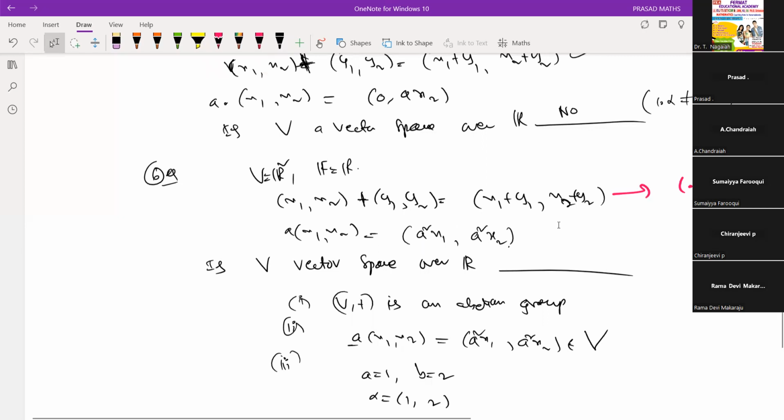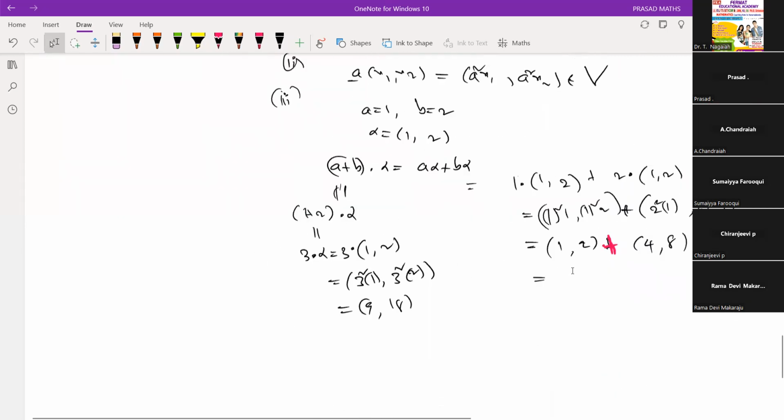So this is nothing but (5, 10). Are they equal? (9, 18) and (5, 10)? No, so they are not equal. Therefore it fails to satisfy at least one of the third properties. Therefore, it is not a vector space.